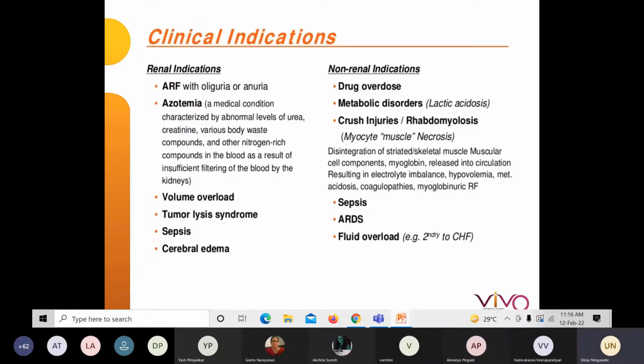Then non-renal indications. If the patient has a drug overdose, in these cases also CRRT will help. Then metabolic disorders, mainly because of lactic acidosis. And crush injury, that is rhabdomyolysis. It is actually injury to the skeletal muscle or muscle cells, and contents are released into the circulation, resulting in electrolyte imbalance, hypovolemia, metabolic acidosis, coagulation problems, and renal failure. And sepsis, ARDS is related to the lungs, acute respiratory distress syndrome, and fluid overload is secondary to congestive heart failure. So these are some of the renal indications and some of the non-renal indications.